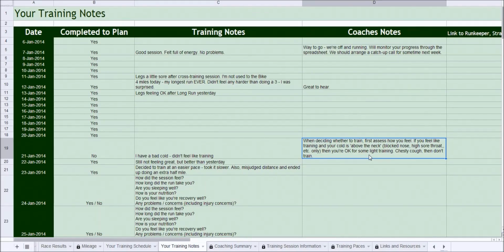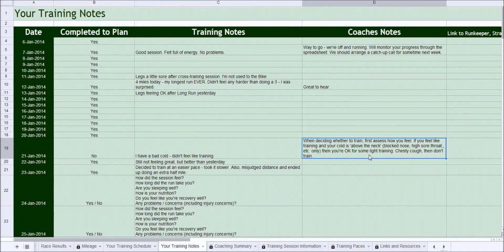entered his own comment alongside that, which says, when deciding to train, first assess how you feel. If you feel like training and your cold is above the neck, i.e. you've got a blocked nose, sore throat, etc., then you're okay to do some light training. If you've got a chesty cough or anything below the neck, then you don't want to be training, and you probably want to get yourself down to the doctors as well.